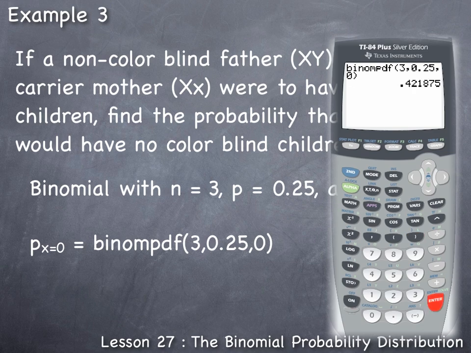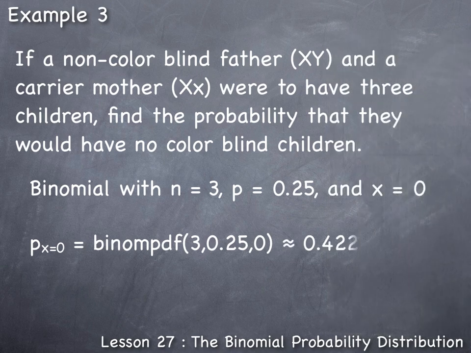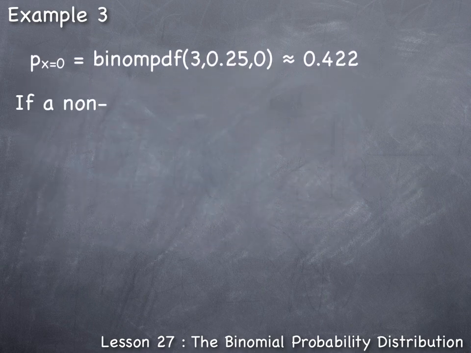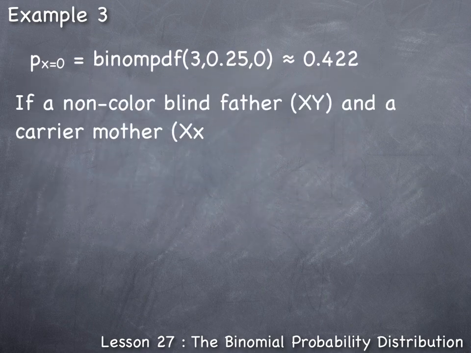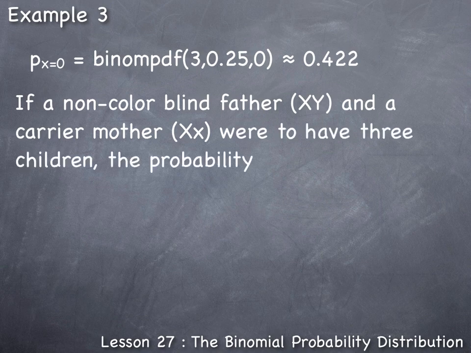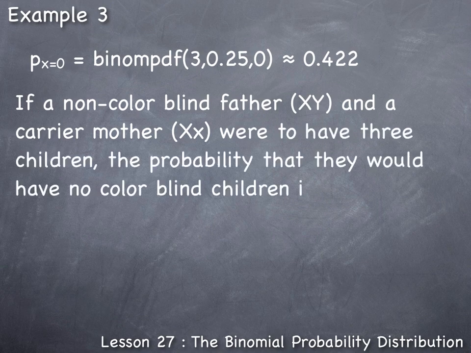Hence, the probability rounds off to 0.422. So there we have it. The probability is 0.422 decimal. So, if a non-colorblind father and a carrier mother were to have 3 children, the probability that they would have no colorblind children is 42.2%.